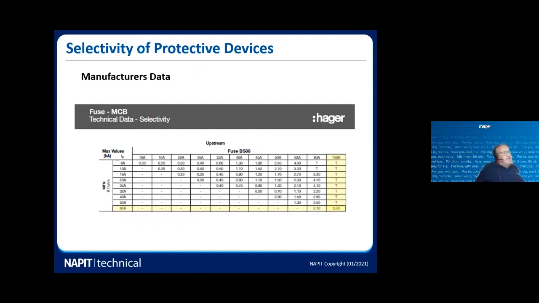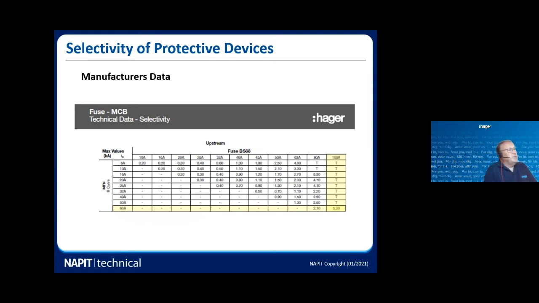Now, desktop studies don't actually give us the best information. They are very theoretical, of course. If that's the only information you have, however, then that's the only information you can use. But what you should find from most manufacturers is they will provide you tables of selectivity, which are based on repeated tested information.